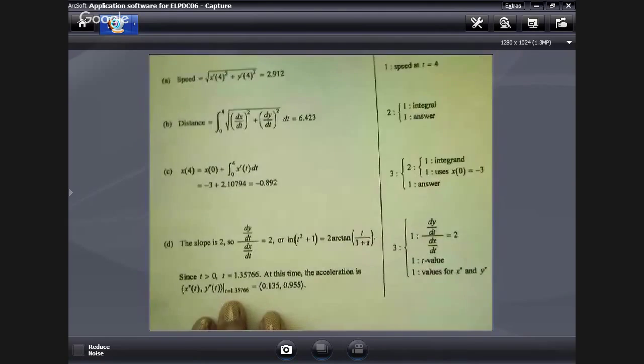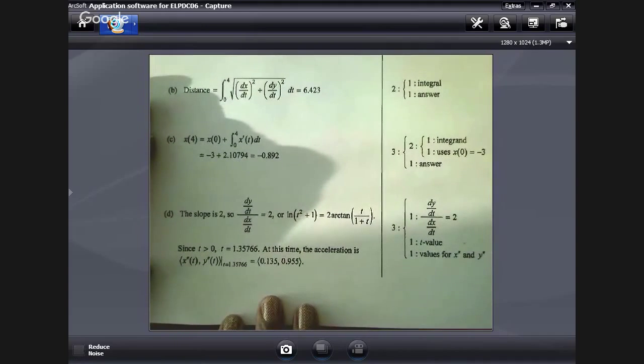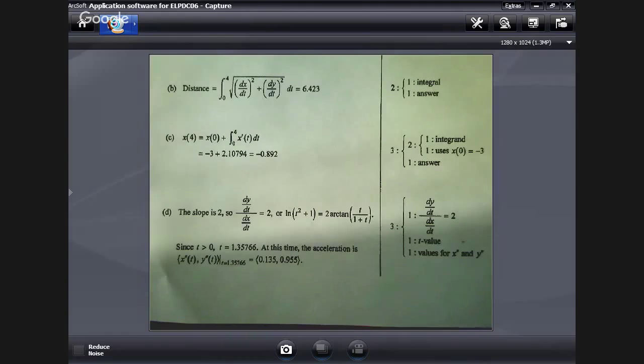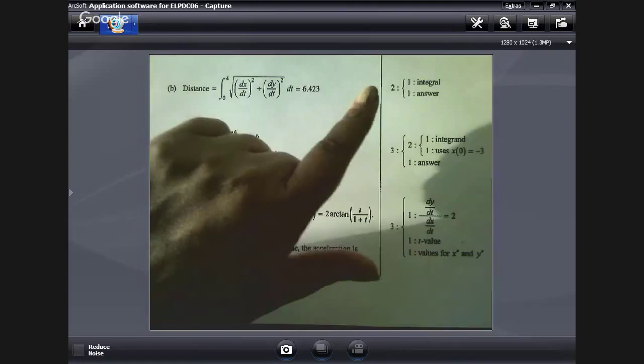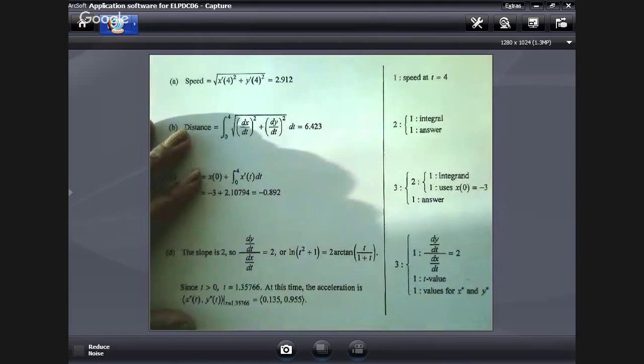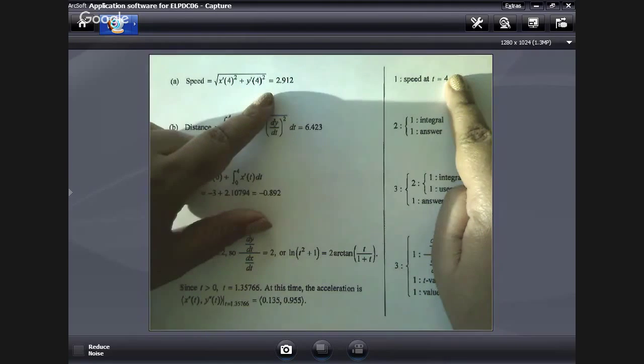Looking really quick at the scoring rubric. Here it is. This is an example of the scoring rubric. Your teacher can find this very easily. It's not hard to find. It's available to the public. So the speed here, you got 1 point for that speed of 2.912.